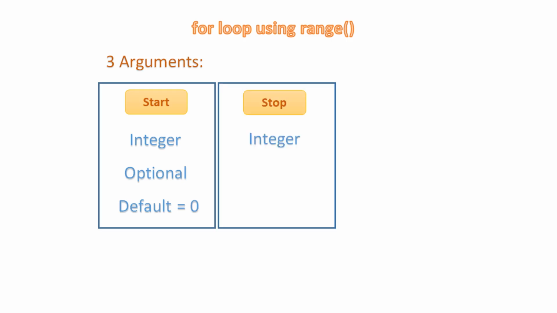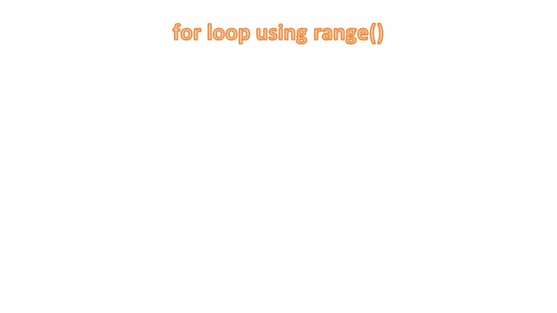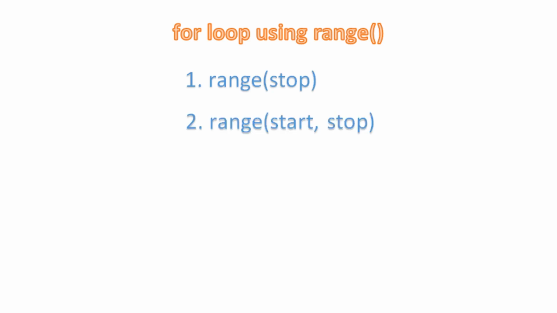Stop. An integer number specifying at which position to stop. It stops before the specified number. It is a required argument. Step. An integer number specifying the increment or decrement. It is optional and default is 1. There are 3 ways you can call range function. It takes one argument which is stop. It takes two arguments, start and stop. It takes three arguments, start, stop and step.